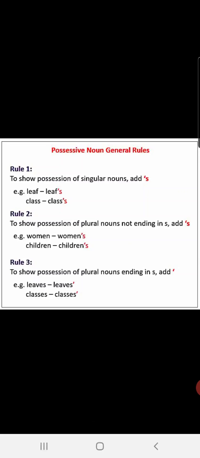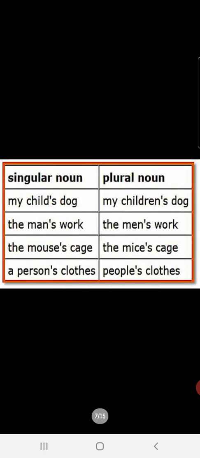To show possession of plural nouns ending in s, we add only an apostrophe. That means if some noun is written and that noun is ending with the letter s, you will only add an apostrophe after the s. That's it. For example, leaves, it is ending with s. So to change it into a possessive noun, you will only add an apostrophe after s. Similarly with classes, just add an apostrophe after s. Okay children, let us see more.